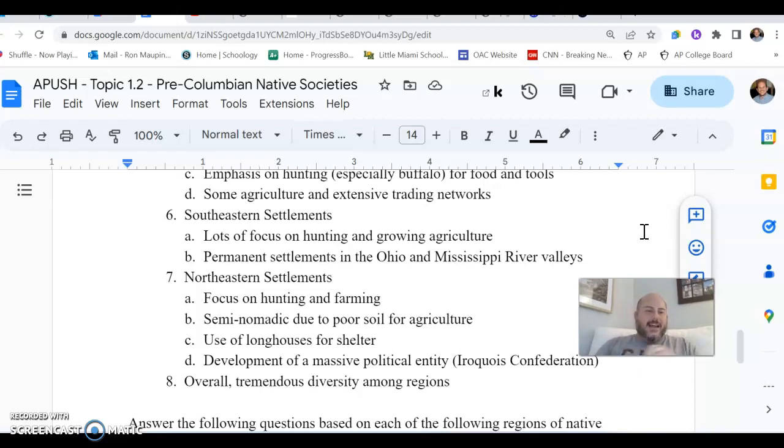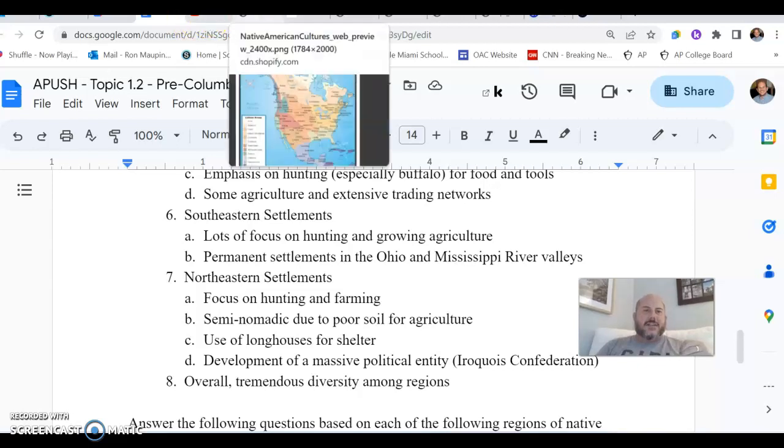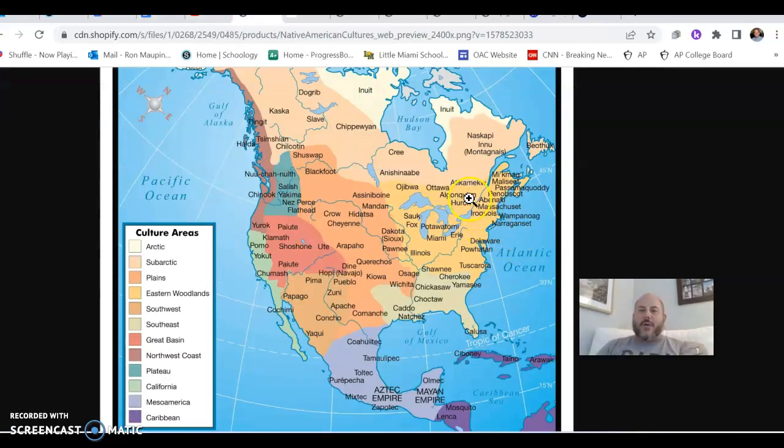But we did see also in the northeast the creation of what's going to be an important political entity, the Iroquois Confederation, which is going to be a political and military alliance amongst many of the tribes in what's going to be the New York region. So once again, the idea of political alliances and military alliances is going to be common in this part of America.